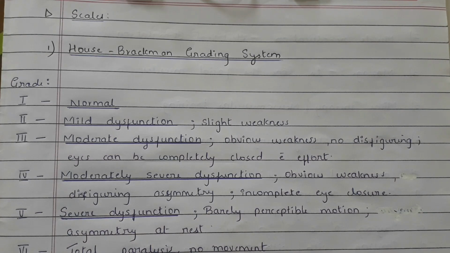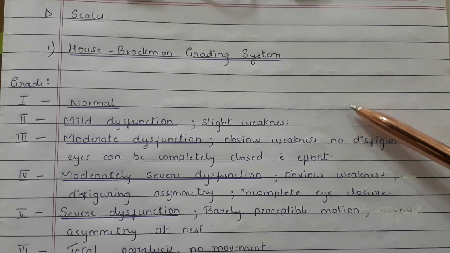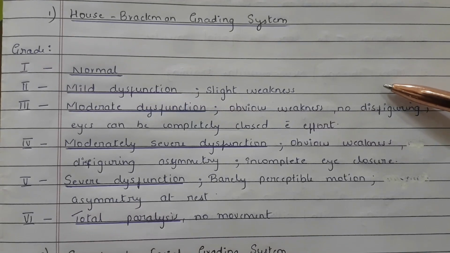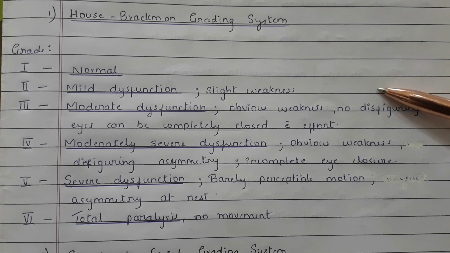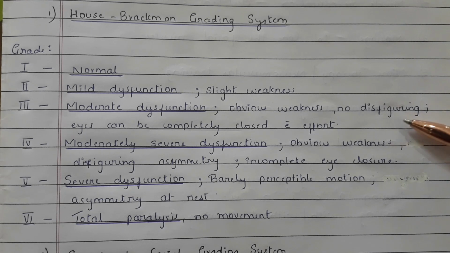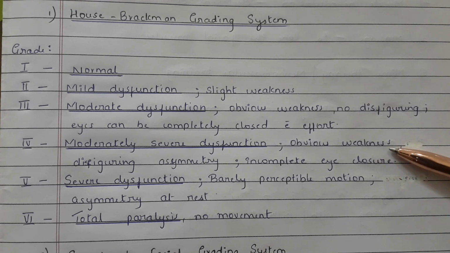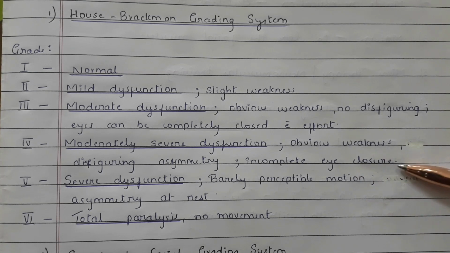Scales or outcome measures which are used to grade facial palsy. The first one is House-Brackmann grading system. Here, grade 1 is normal. Grade 2 is mild dysfunction, which means slight weakness. Grade 3 is moderate dysfunction, where there is obvious weakness, no disfiguring, and the eyes can be completely closed with effort. Grade 4 is moderately severe dysfunction, wherein we see obvious weakness, disfiguring asymmetry, and incomplete eye closure.